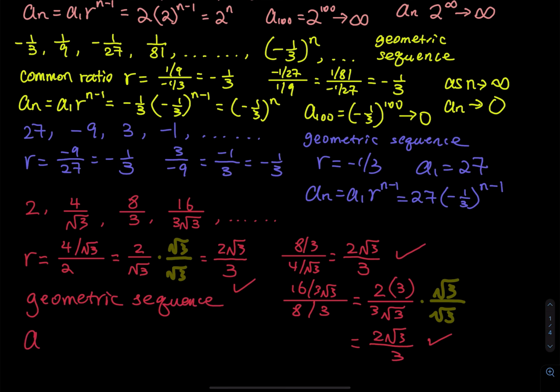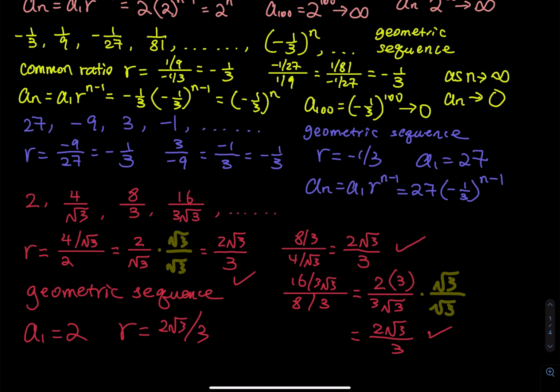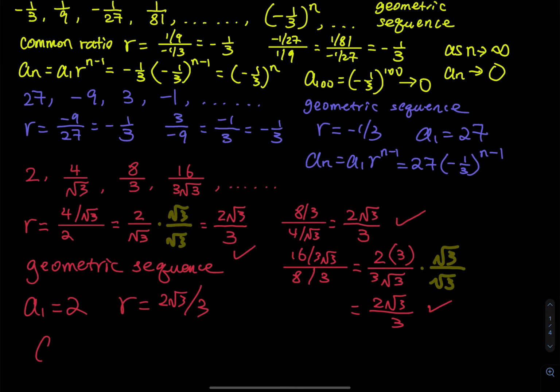And then the first term is equal to 2, and then the r is equal to 2 root 3 divided by 3. These are the ingredients to write the nth term. So the a_n is equal to the first term times the common ratio, 2 root 3 over 3, raised to the n minus 1 power. There is no need to simplify this any further.